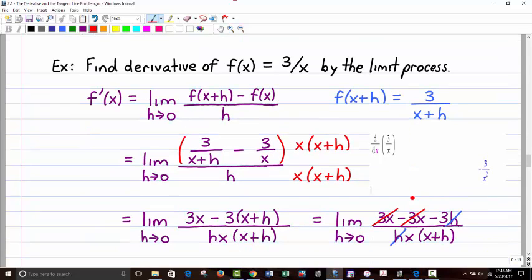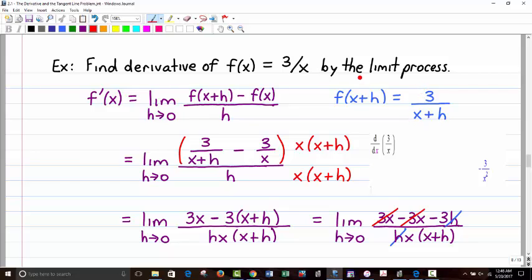Now, how about this one? f of x equals 3 over x. We're going to do the limit process here. So when we evaluate f of x plus h, all you're doing is putting in x plus h for x. I see people, sometimes their algebra skills are not so good, and they start coming up with some crazy stuff here.